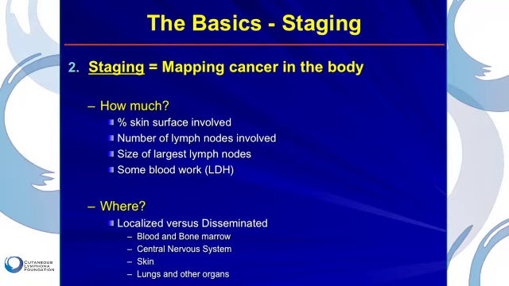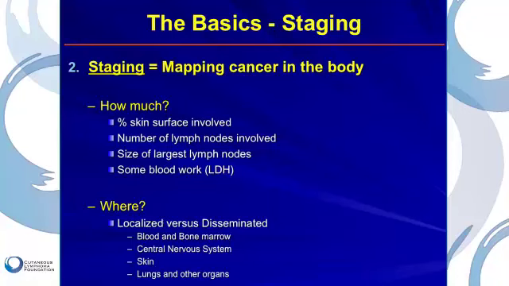And finally, we also have some blood work, which I mentioned in one of the previous slides, LDH, which could be elevated in cases of lymphomas that are more rapidly proliferating. We also want to know where the disease is. In general, in lymphoma, we want to know if the lymphoma is localized or disseminated, whether the bone marrow and the blood is involved, whether the brain and the nervous system is involved, the skin, the lungs, or other organs.